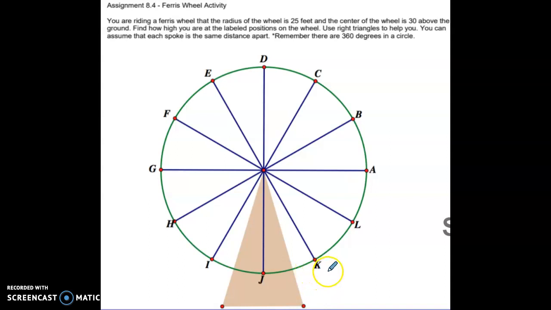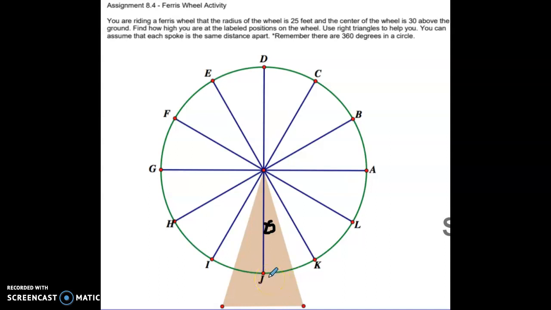So let's start with the easy one. First off, you know that the radius of the wheel is 25 feet. So I'm just going to write 25 right here to remind myself that's the radius. All the spokes of this wheel are the same, so you don't have to worry about them changing or anything. And then it says the center of the wheel is 30 feet above the ground. So if the center is 30 feet, then how far off the ground are you when you are sitting on the Ferris wheel at point J?